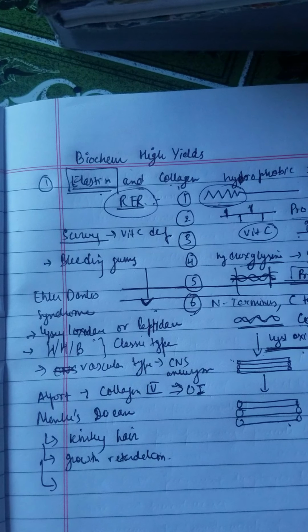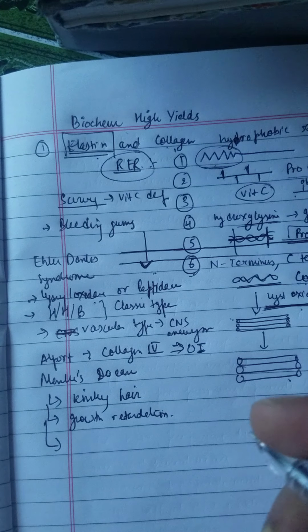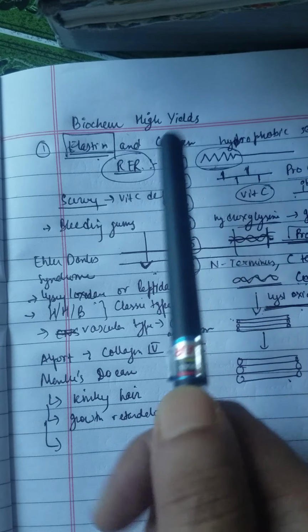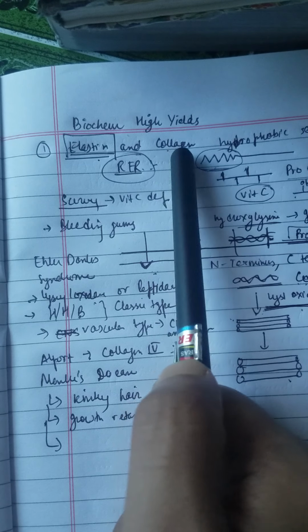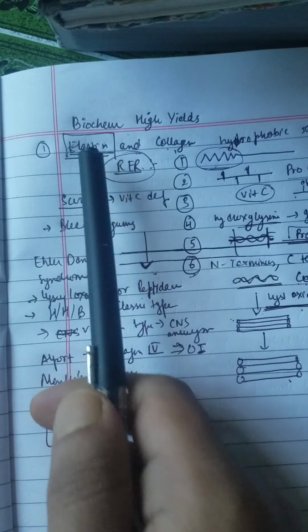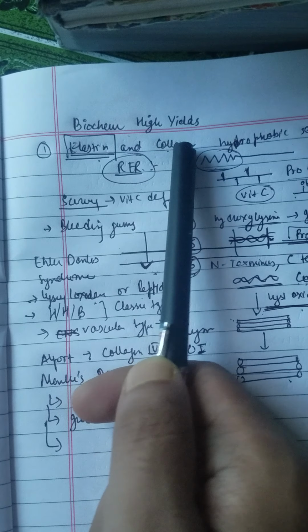So I'm going to start a new series on high yield topics from biochemistry. Let's just discuss elastin and collagen today. Firstly, let's discuss collagen. Collagen provides rigidity to the tissue structure, whereas elastin provides elasticity to any tissue structure.